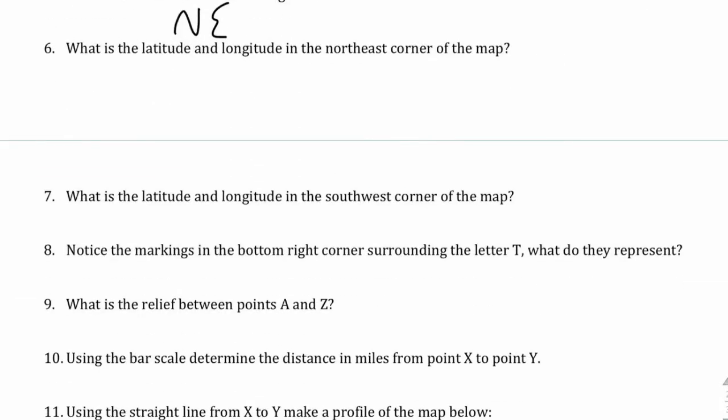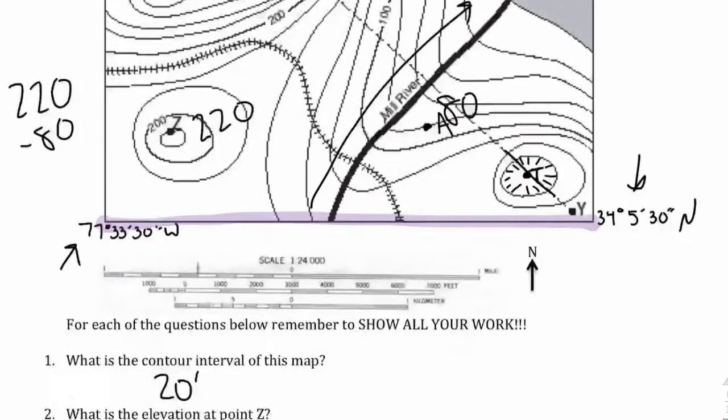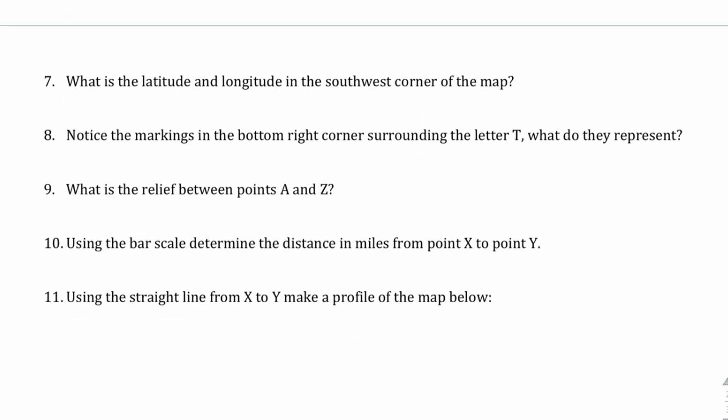Next, it says, what is the relief between points A and Z on number 9? So I need to find the elevation at A and I need to find the elevation at Z. We already know the elevation at Z. It is 220. So now I find the elevation at A, which is right here, and that's going to be 80 feet. So to find the relief, I take 220 minus 80, and that's going to be 140. The relief is 140 feet.